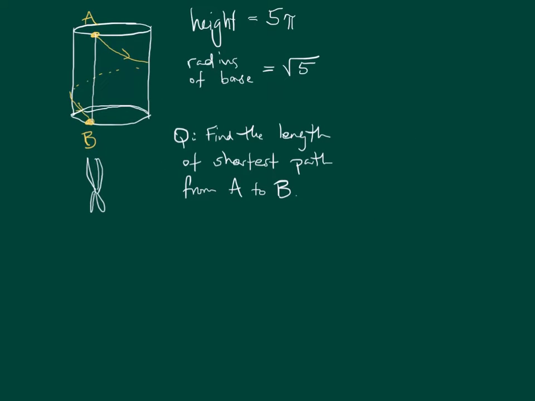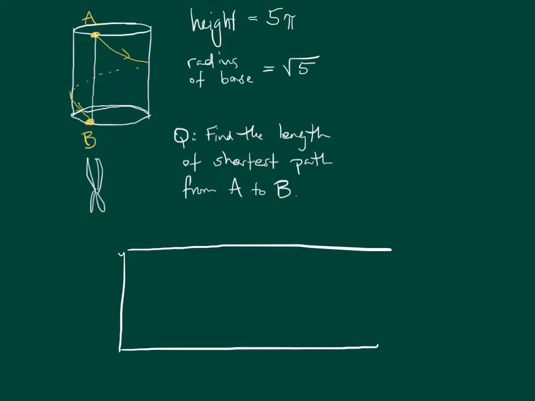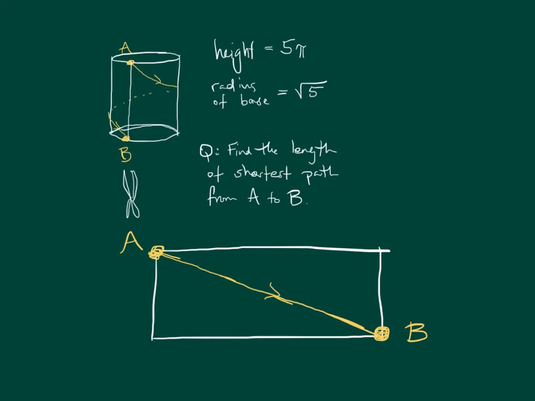What happens after we do that? We're going to have a rectangle. We're going to label the point in the upper left A, and the point in the lower right B. And hopefully on the rectangle it's clear what the shortest path is. It's the diagonal. But now, that doesn't help us yet.